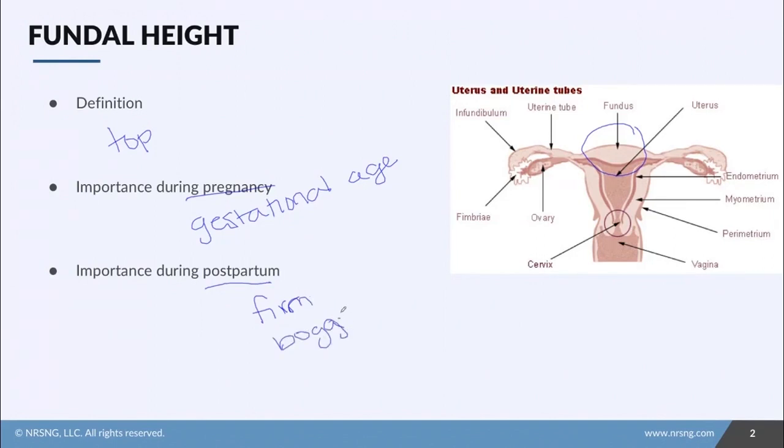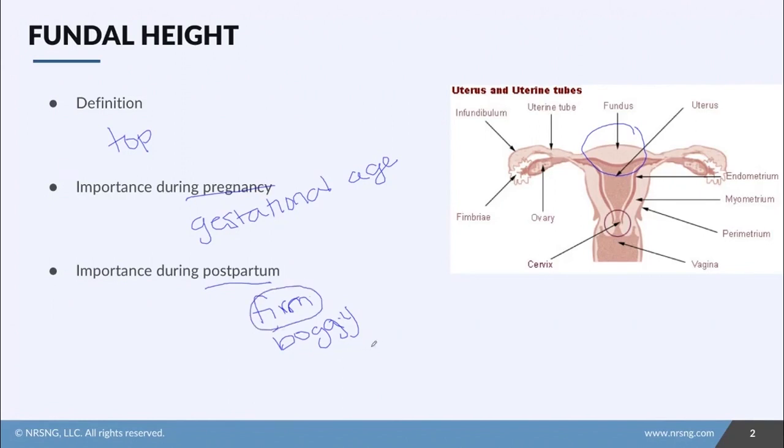So we think of firm as going to be kind of that, like if you were to feel like a softer kind of ball, it's firm. So like a volleyball, you're pushing on a volleyball. Boggy is going to be when it's like a foam ball, so it's kind of squishy. We want firm. Firm is what we're looking for.